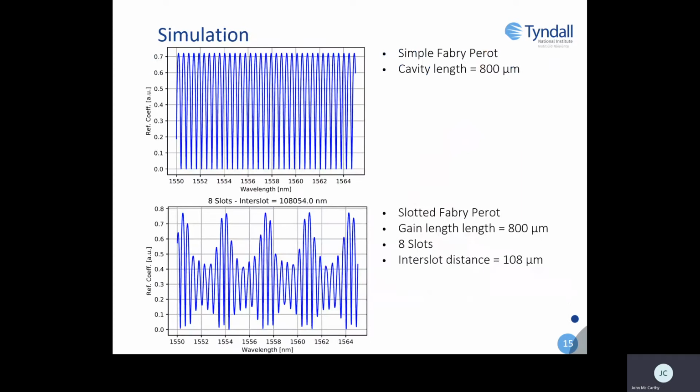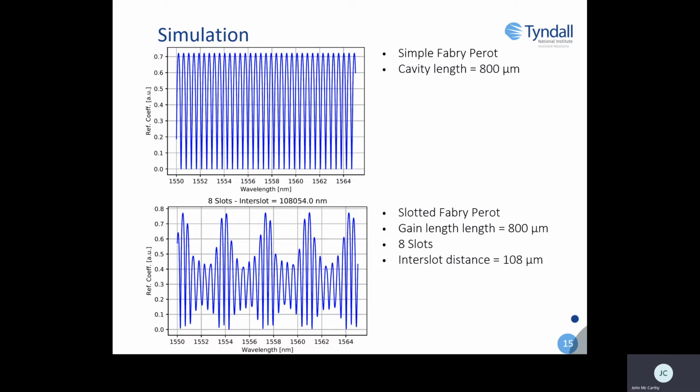So here are 2 examples of such reflection profiles. The first, again, shows the reflection profile of a Fabry-Perot with a cavity length of 800 microns. As I described earlier, it's made up of multiple peaks, where no peak dominates over the other. However, we want to produce a single mode. So, as I mentioned before, we achieve this through introducing slots along a portion of the ridge of the laser.